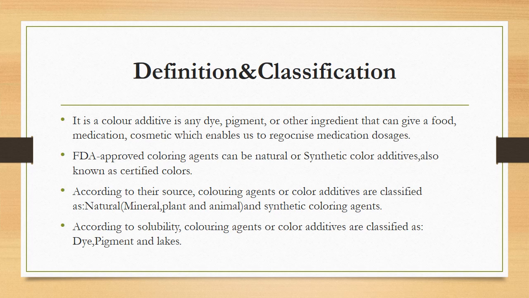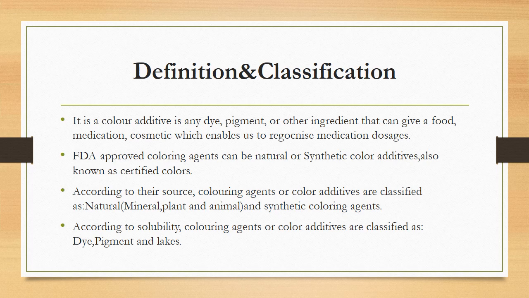A coloring agent can be a dye, pigment, or other ingredient that can give color to food, medication, and cosmetics, and enable us to recognize medication dosage. For example, in hospitals, they identify different types of anesthetics by the addition of different coloring agents. They can also be known as certified colors, which obey and are controlled by FDA regulations.